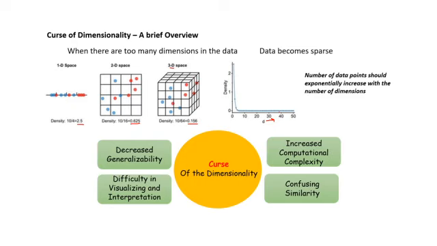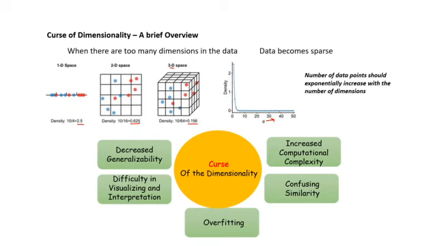And then, since there are too many characteristics, everything will start looking the same to the computer. So it will also be difficult for the computer to differentiate between the data points. So there will be a confusing similarity. And finally, since the dimensions are large and the data is sparse, the algorithm will start memorizing the data points. As a result, overfitting will increase.